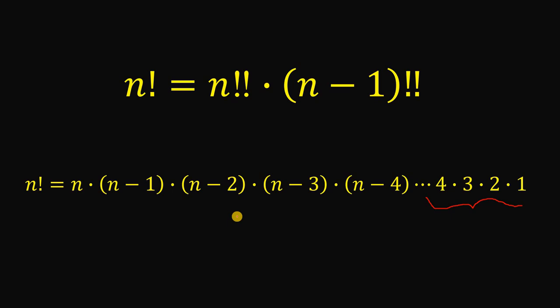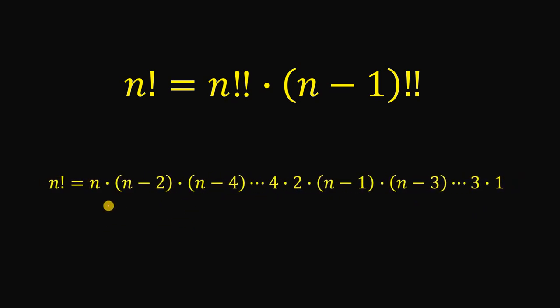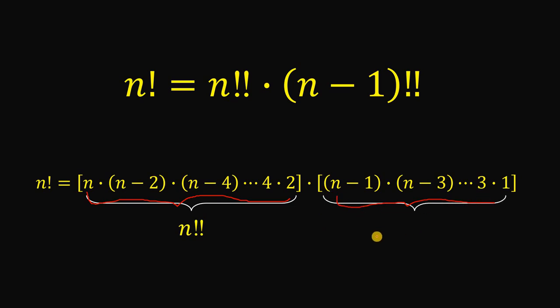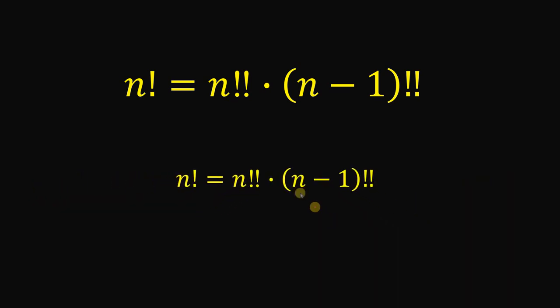Now, what we're going to do here is rearrange some terms a little bit and make two groups. We have a group of n times n minus 2 times n minus 4 all the way up to 2. Then we have a group of n minus 1 times n minus 3 all the way down to 1. Notice, the first group must be the same as n double factorial. And the second expression must be equivalent to n minus 1 double factorial. Therefore, n factorial must be equivalent to n double factorial multiplied by n minus 1 double factorial.